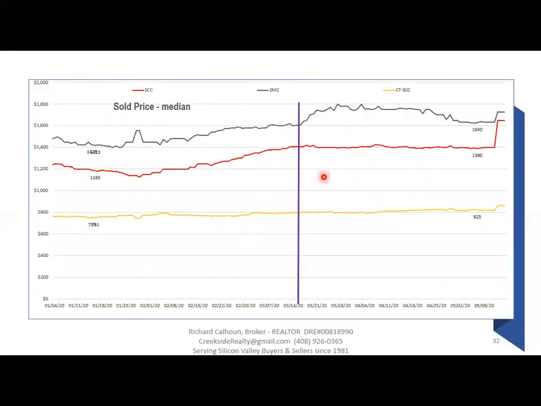Moving on to the median sale price, which is going to be a whole lot more stable. As you can see, the lines are just a lot smoother. You can start seeing the median price for Santa Clara County started off the year somewhere around $1.2 million, dipped down.